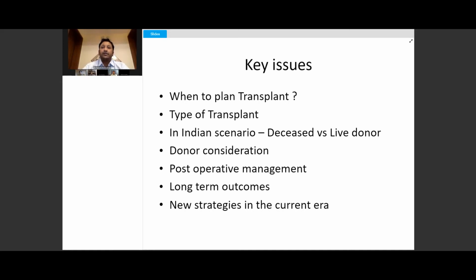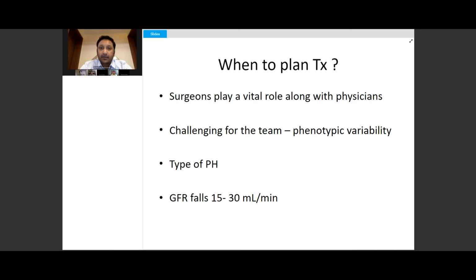So when do we actually plan for a liver transplant or a kidney transplant, or any transplant for hyperoxaluria? Surgeons do play a vital role, although minuscule, along with the physicians, especially the hepatologist and the nephrologist. It is technically challenging for the entire team, given the phenotypic variability and the heterogeneity of the genes involved. For example, even though the patient has chronic end-stage kidney disease, the amount of oxalosis in the body might be less. And vice versa, a patient having a moderate amount of kidney dysfunction might have an abnormal amount of oxalosis in the body.